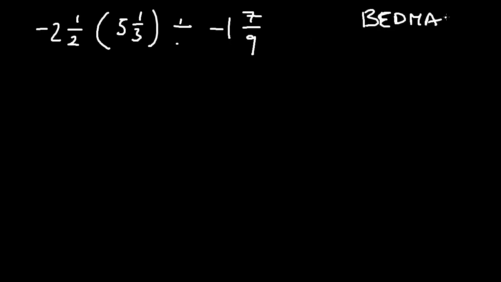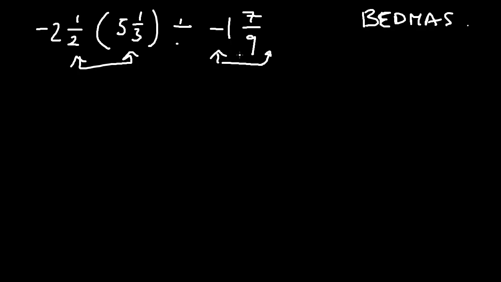Okay, so BEDMAS tells us that we have to do brackets first, exponents second, division, multiplication, and then addition and subtraction. So in this case, we have a multiplication here, and then we have a division here. These two numbers are being multiplied, and then we have a division by this number here. So remember in BEDMAS, division and multiplication have equal priority. However, we must perform them from left to right.